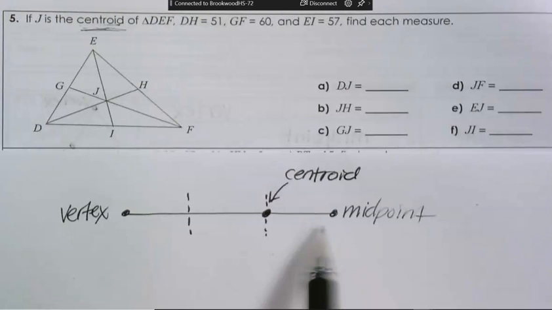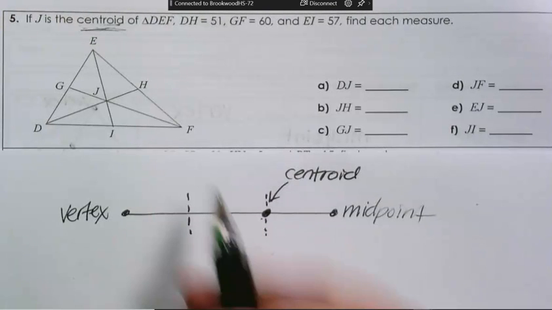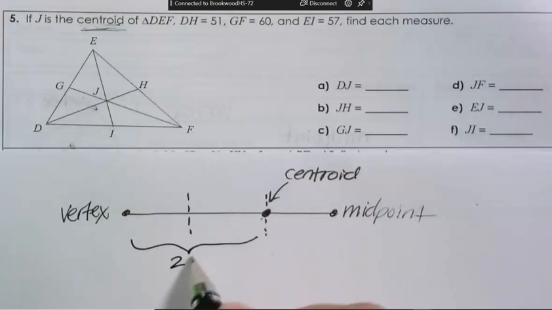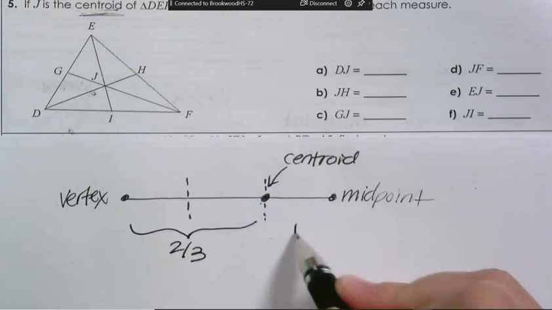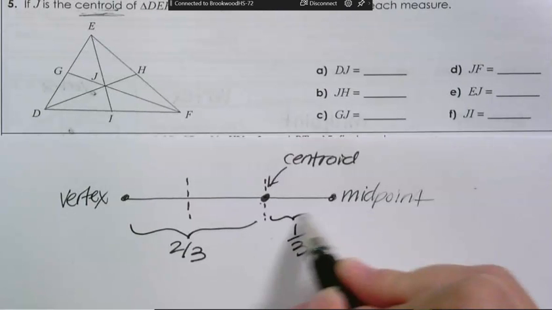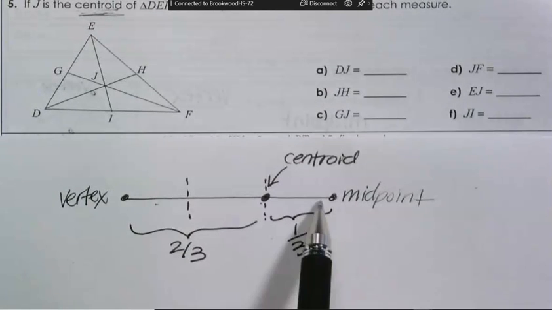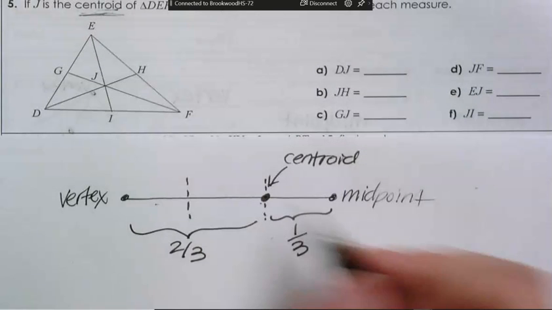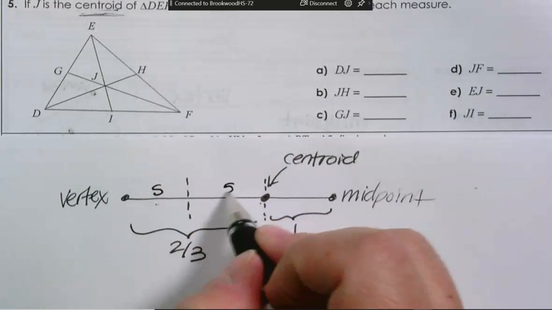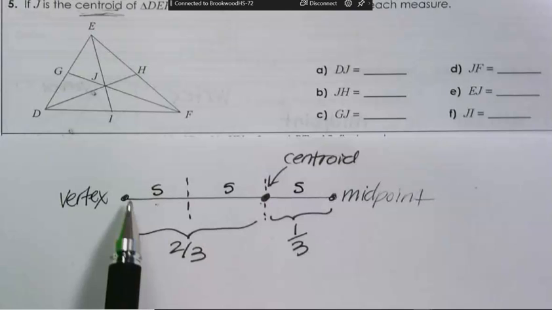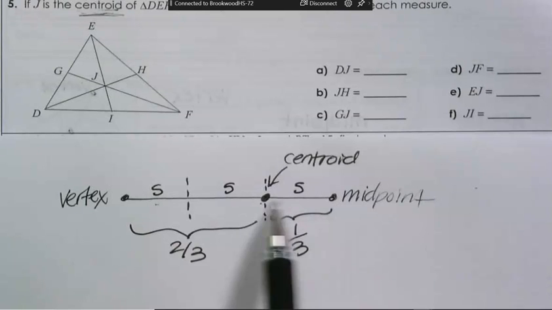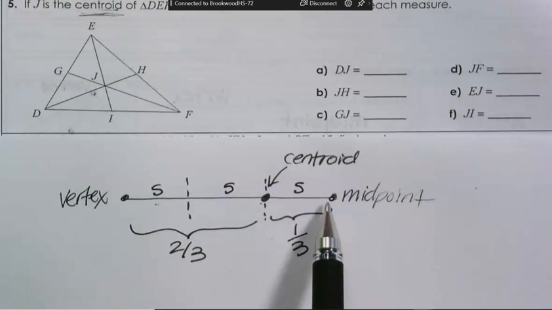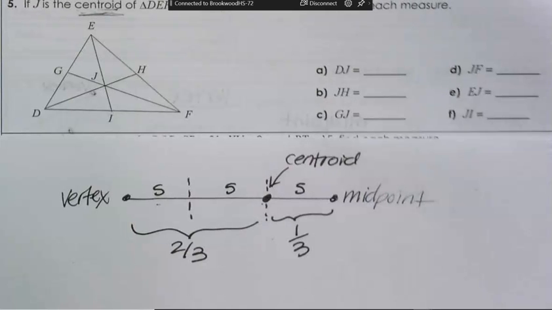So I just divided this into 3 parts. So 2 parts out of 3 is over here. And over here, from the centroid to the midpoint, that's 1/3, which means that this has twice as much as this. Like if the whole thing was 15, this would be 5, this would be 5, this would be 5. So 10 between the vertex and the centroid is 2/3 of the whole thing, which is 15. The smaller part between the centroid and the midpoint is 1/3, 5 out of 15.